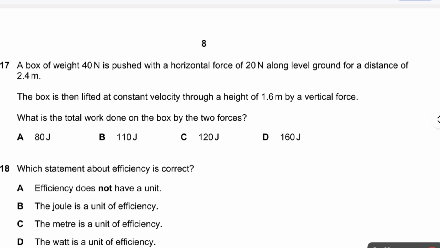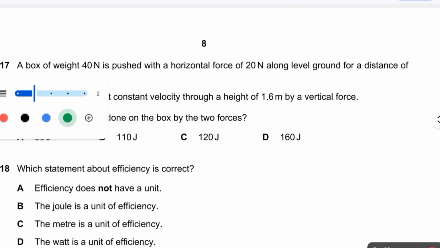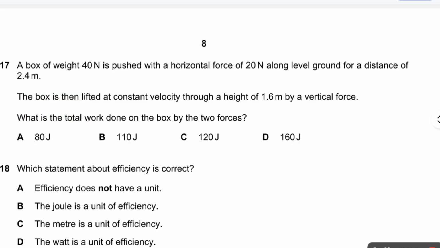Okay. Now there is another question, that is, a box of weight 40 Newton is pushed with a horizontal force of 20 Newton along level ground for a distance of 2.4 meter. The box is then lifted at a constant velocity through a height of 1.6 meter by a vertical force. What is the total work done? It's very easy. Just see here. You know that the force is given. We can find the work done easily.